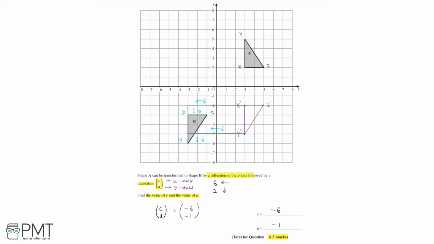We get the first mark for reflecting shape A in the x-axis, and having this drawn on our diagram. We get the second mark for correctly finding that C is equal to -6, and for finding that D is equal to -1, allowing us to achieve the full 3 marks needed in this question.